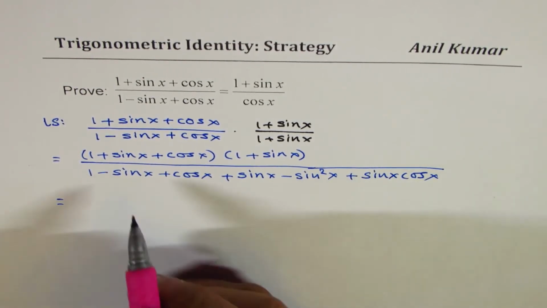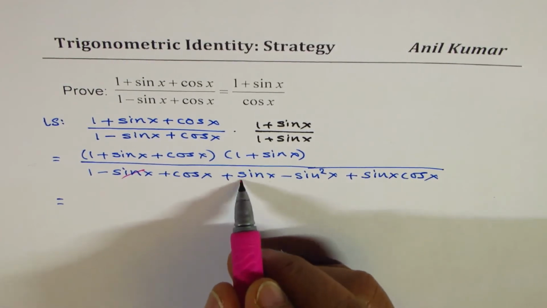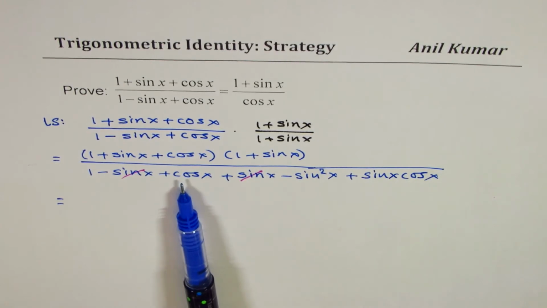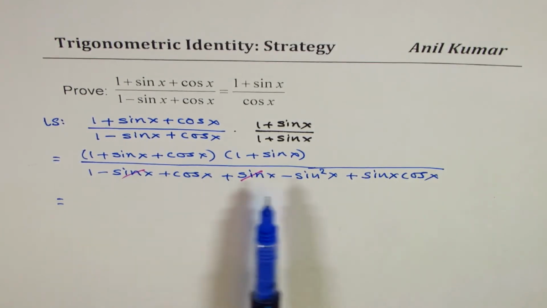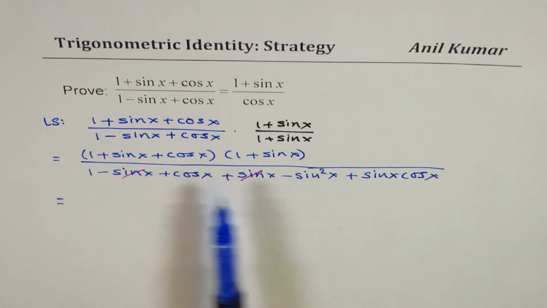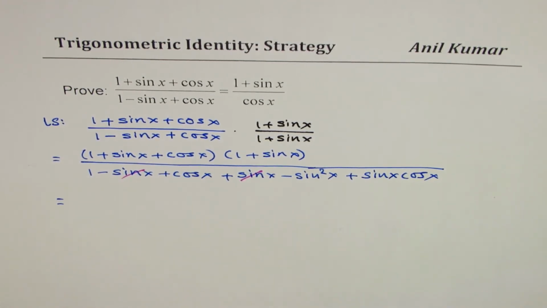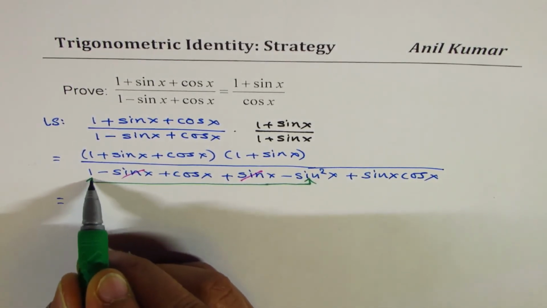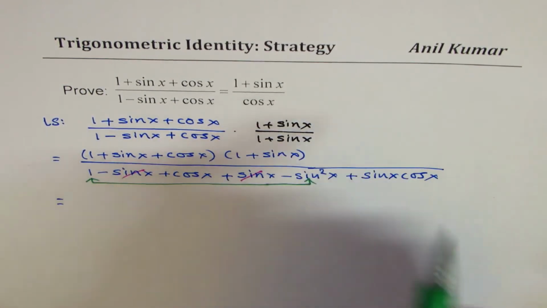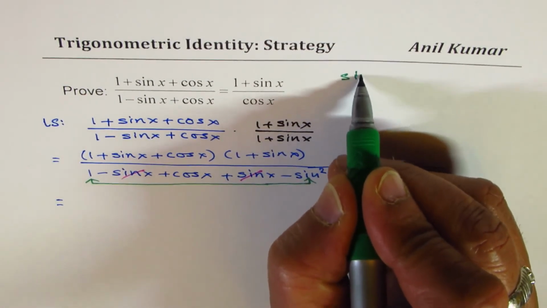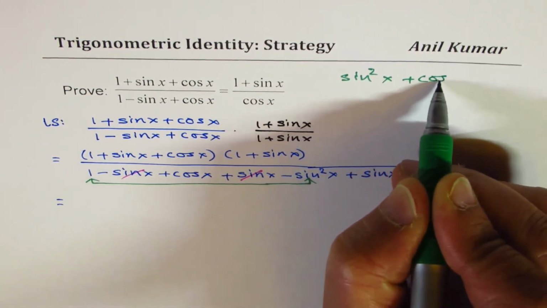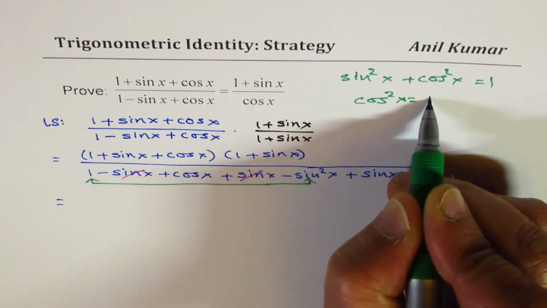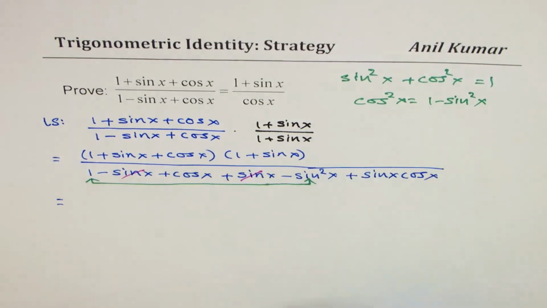So from here, you can see that minus sin x and plus sin x cancel out. We have a term with cosine x. We have a term with 1 minus sin square x. Now 1 minus sin square x could be written as cos square x, correct? So if I combine these two terms, I could write this as cos square x, right? Since we know sin square x plus cos square x equals 1, so we know that cos square x is equal to 1 minus sin square x, correct?